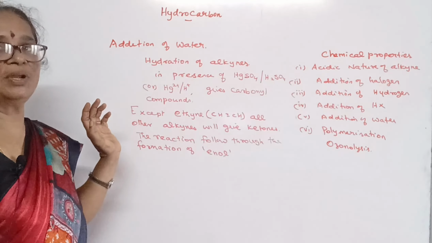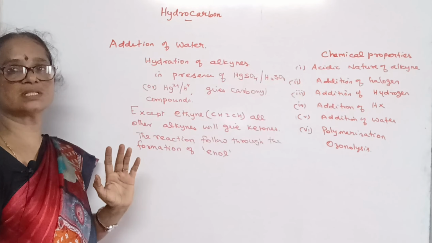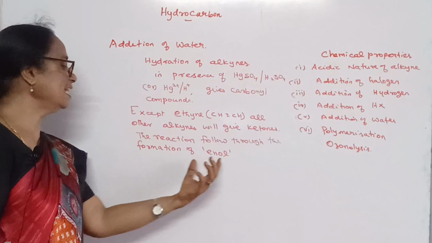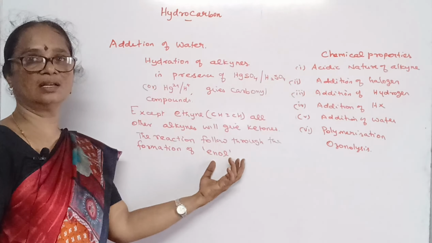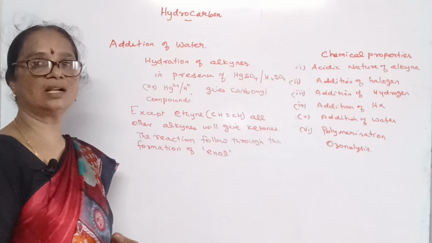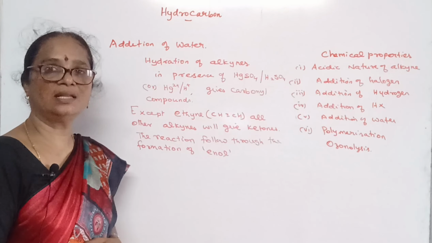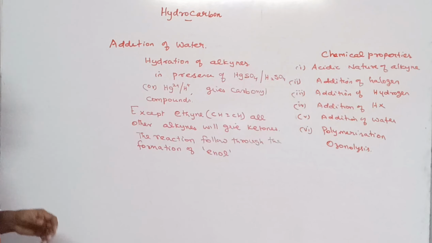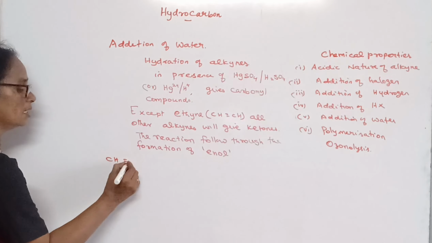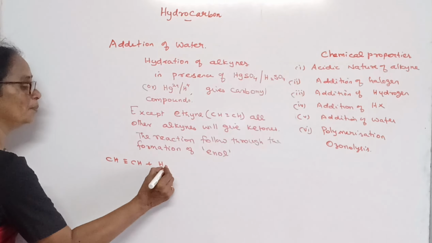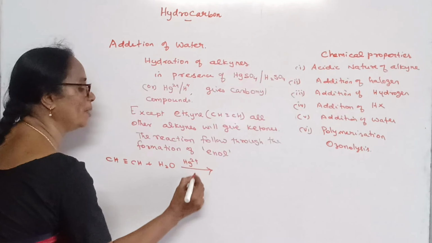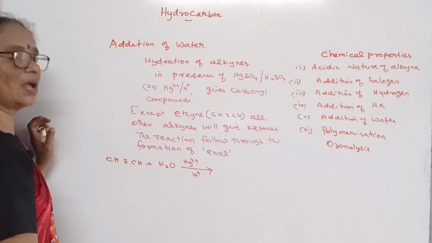And during the formation of the carbonyl compounds, the addition of water makes an intermediate known as enol. From this enol, the corresponding carbonyl compound is formed by proton transfer. Let us see addition of water to ethyne, CH triple bond CH plus H2O. This is possible in the presence of mercuric ion and in the presence of acid.